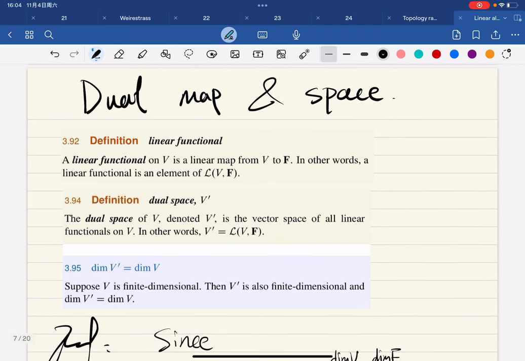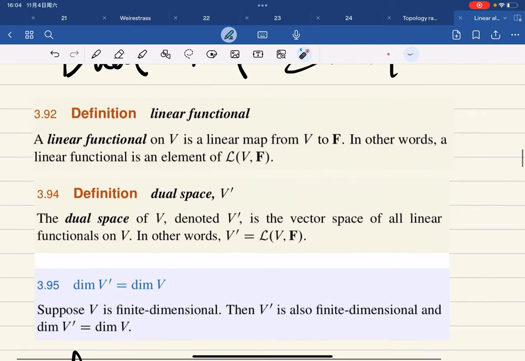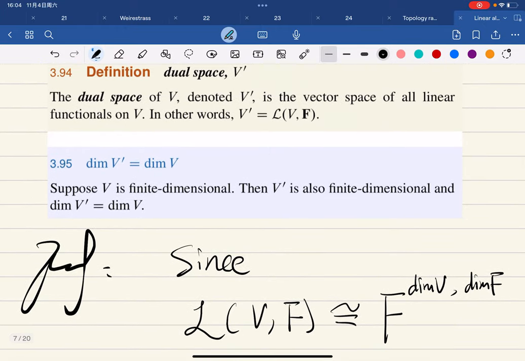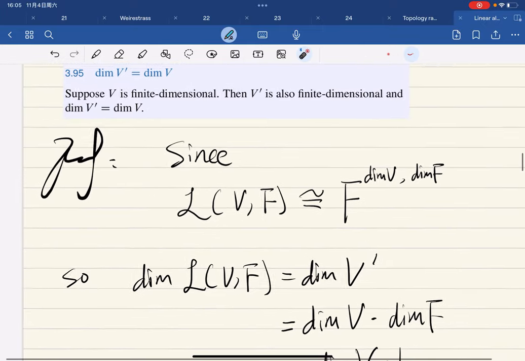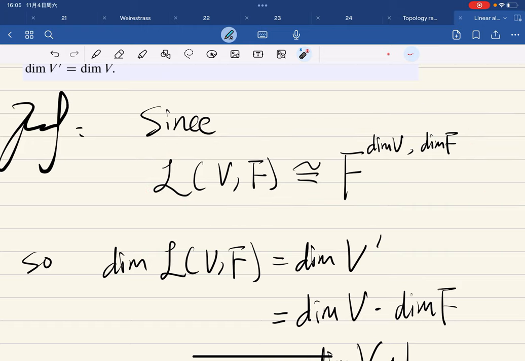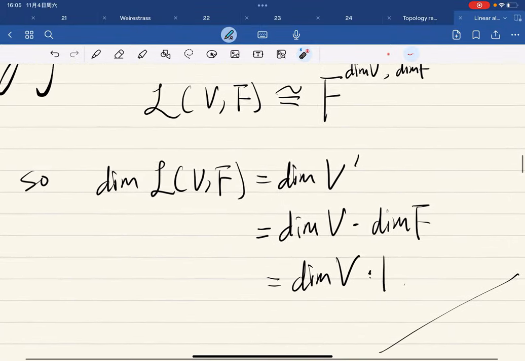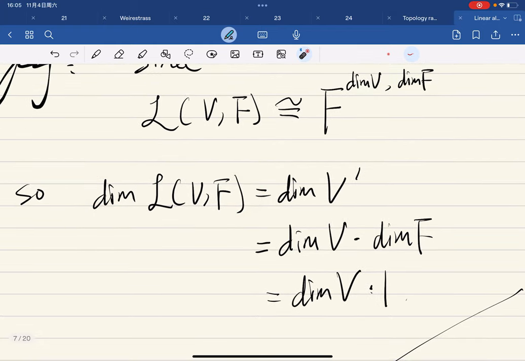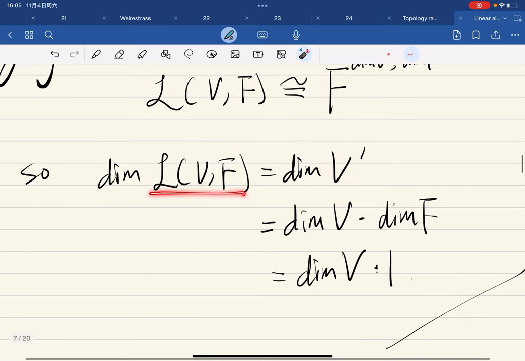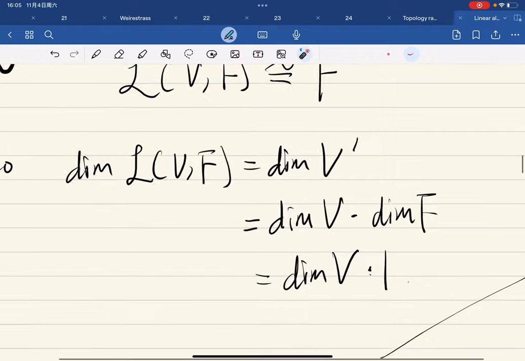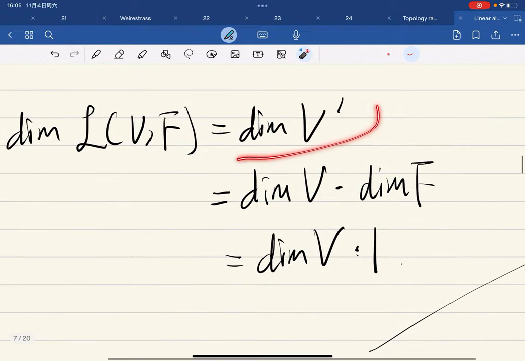We're gonna do some discussion about the dual map and dual space. So we're gonna define what's a linear functional. A linear functional is basically a linear map from V to a field. And the dual space is basically the set of all linear functionals on V. And the good thing is that the dual space and the vector space itself have the same dimension. The proof is, since we have this result, the set of all linear functionals on V is isomorphic to F to the dimension V, so the dimension of this is equal to dimension V. This is by definition, right? And if they're isomorphic, of course they have the same dimension. And this is equal to dimension V times dimension F, and dimension F is 1. So they're equal.